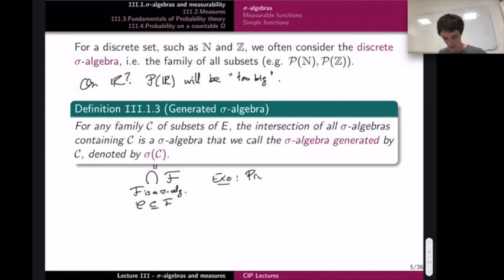Okay, so exercise for you: prove that sigma of C is indeed a sigma algebra.